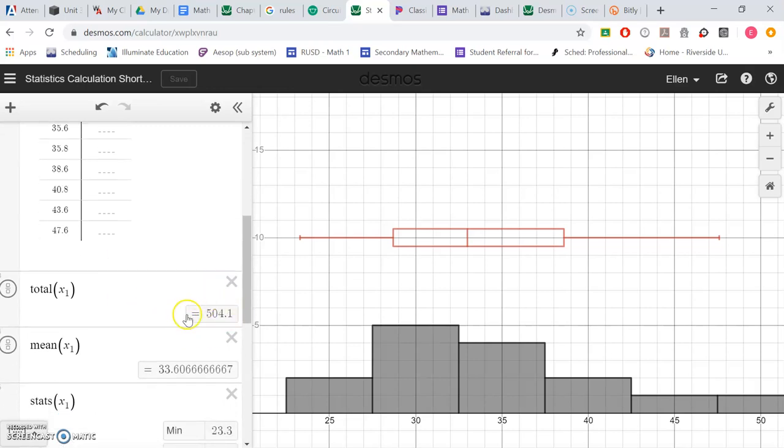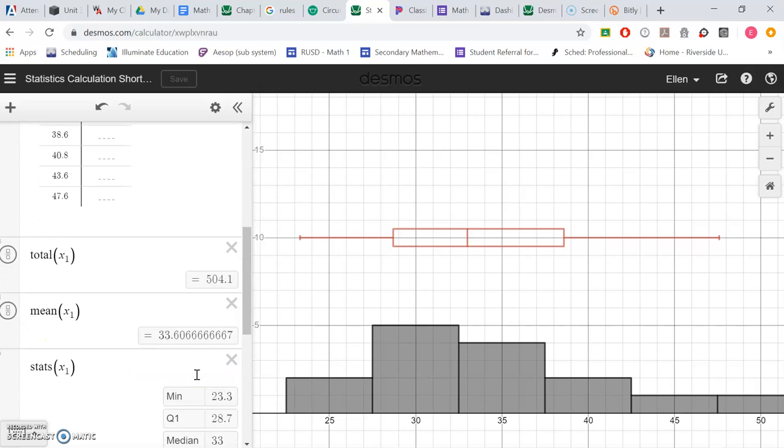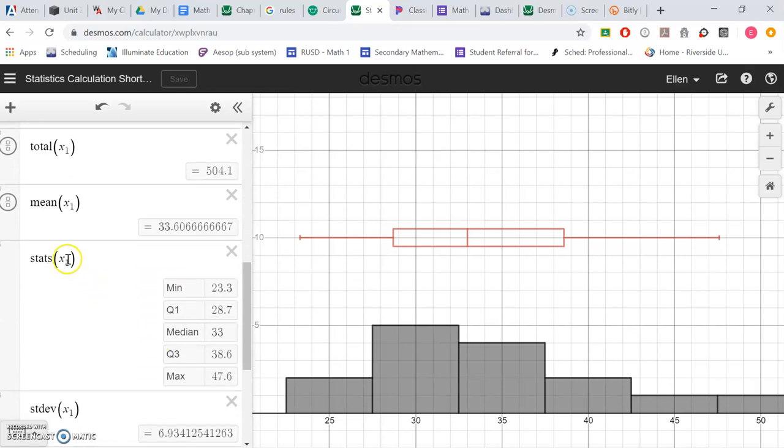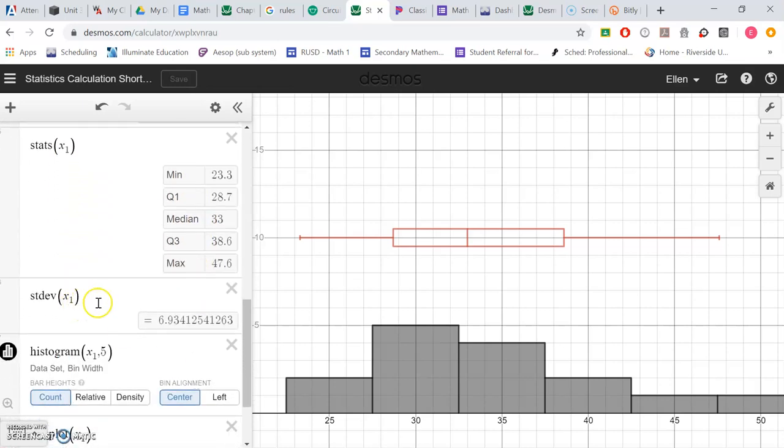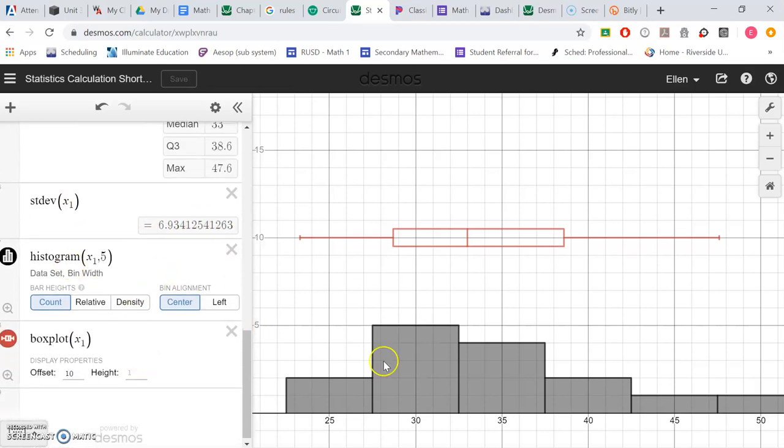Then here it tells me how much it added up to. If I needed to, I could just take that number and divide by how many there were to find the mean. But I also just type mean, and that's the mean. So it just did it for me. Then I type stats x1 and see how it gives me the minimum, the quartile 1, the median, third quartile, and the max. Next, I have the standard deviation, which I didn't even ask for, but look, there it is. Then I have the histogram, and see how it's drawn it down here.